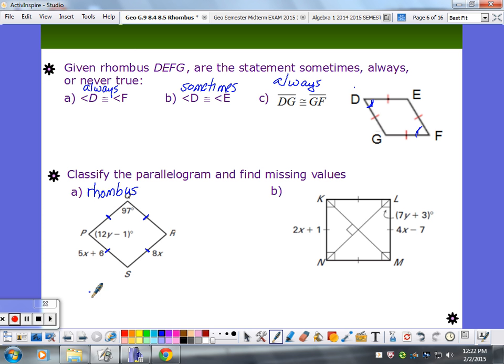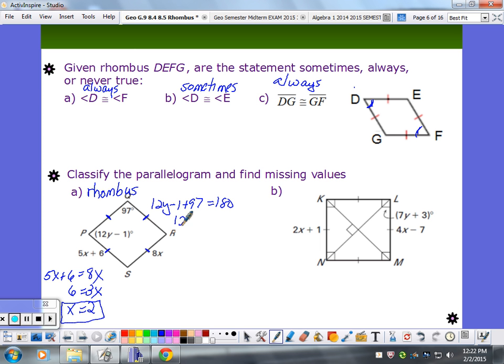Rhombus because all the sides are congruent, which means that this side must be congruent, so I can just set those sides equal. If I subtract 5x, looks like x is 2? Yeah. Okay, and let's see, what about this angle here? How would I figure this out, Christian? Excellent. They are supplementary because this is a parallelogram. Rhombuses are parallelograms, so the consecutive angles are supplementary.